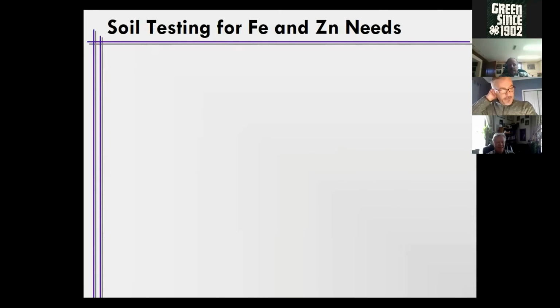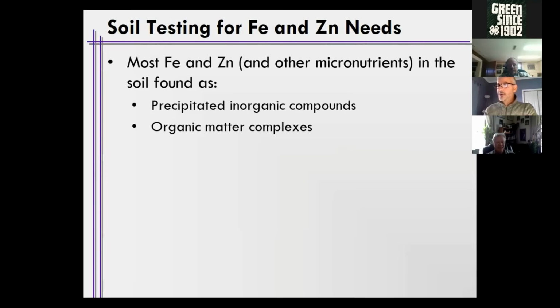So let me briefly talk to you about soil testing. And we just touched on this a little bit for iron and zinc. So for most iron and zinc, as well as other micronutrients in the soil, they're typically found in either precipitated mineral phases or organic matter complexes. So that ties directly back to that cycling slide that I showed you up front.